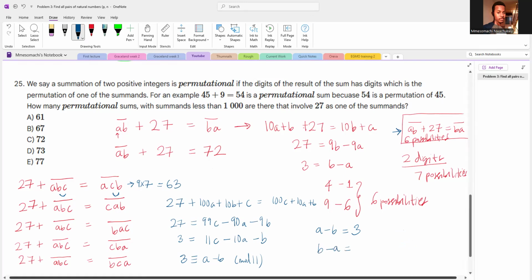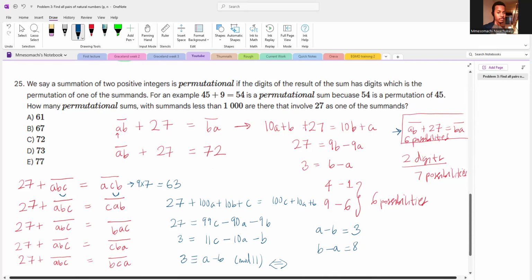So this is also equivalent to, so we can have 3 minus 11, that is minus 8, congruent to A minus B mod 11. And then we can multiply both sides by minus 1. So we have 8 equals B minus A mod 11. So we have two possibilities. It's either A minus B equals 3 or B minus A equals 8. So now let's work on these two possibilities.